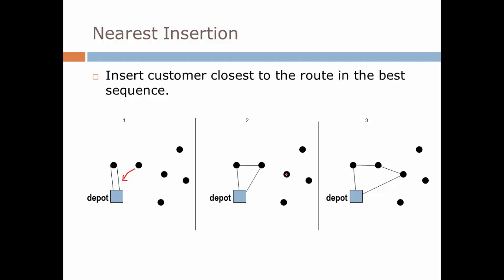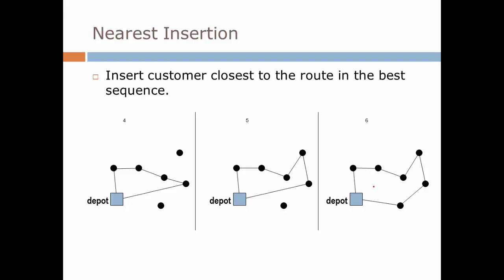Next, the closest customer is this one, and we can insert this customer into this part of the route, and we do that. And next, the closest customer to insert into the route is this one here, and we do that. Next, the closest customer is this one here, and we include this customer here.